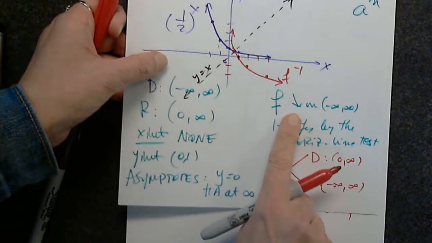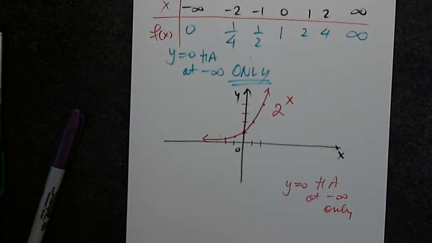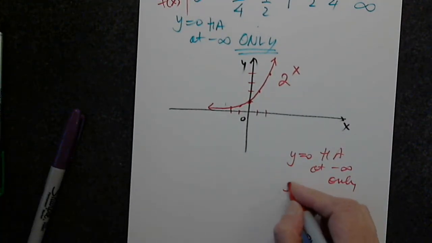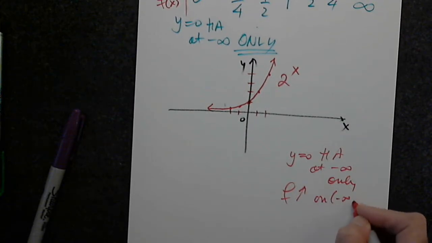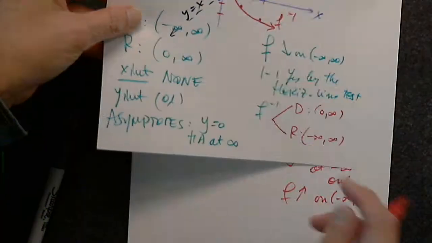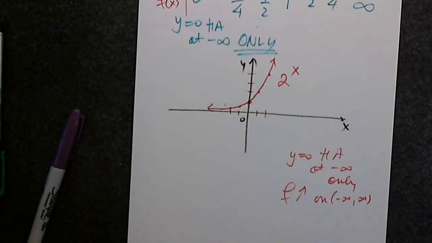Is this function increasing or decreasing on all its domain? Very good. F increasing on -infinity to infinity. That's the fastest increase that the function can have. Okay. Is it 1-to-1?